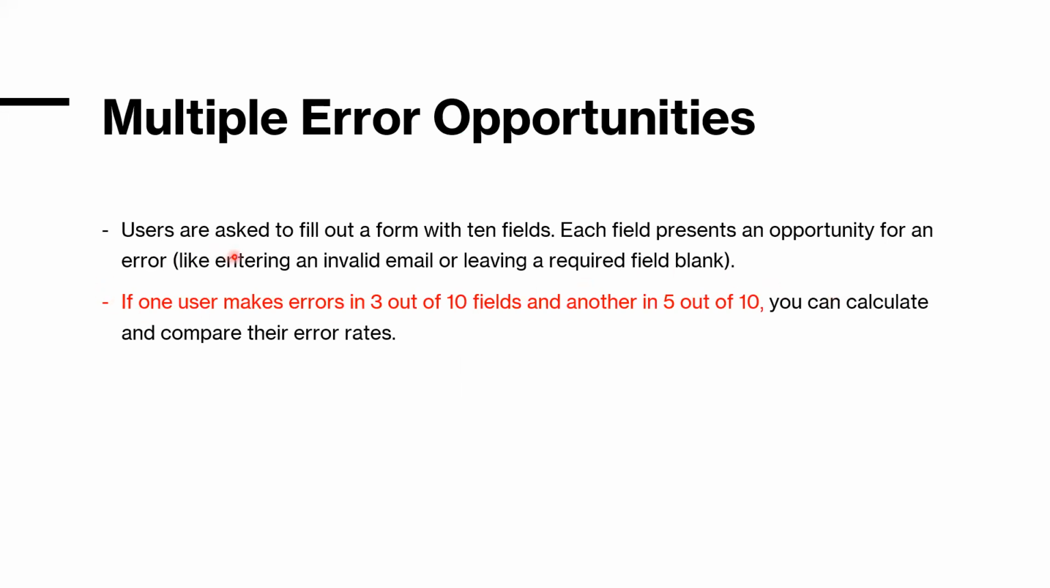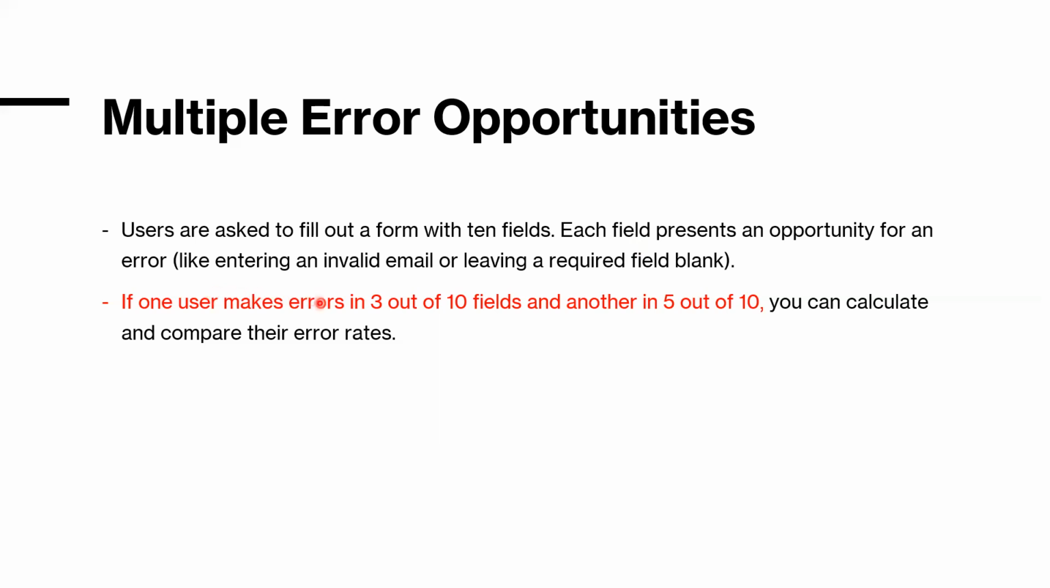For example, users are requested to fill out a form with 10 fields, like a job application. Each field presents an opportunity for an error. For example, required fields: does the user know it is required, compulsory, the mandatory one? So we have to clearly label it.